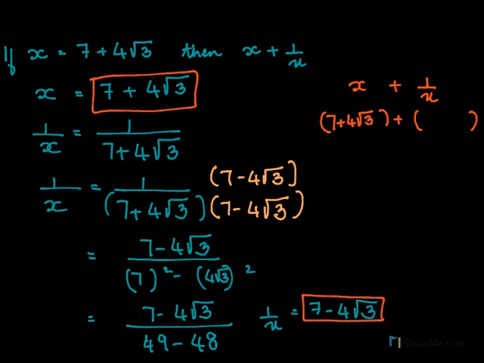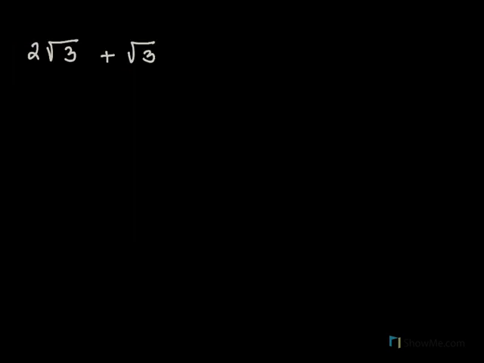1 by x is 7 minus 4 root 3. 7 minus 4 root 3. So 7 plus 4 root 3, 7 minus 4 root 3. So this will cancel out. 7 plus 7, answer 14.